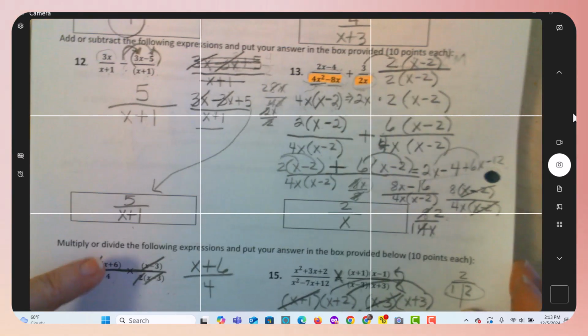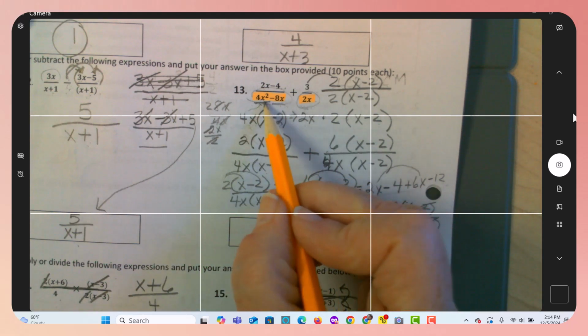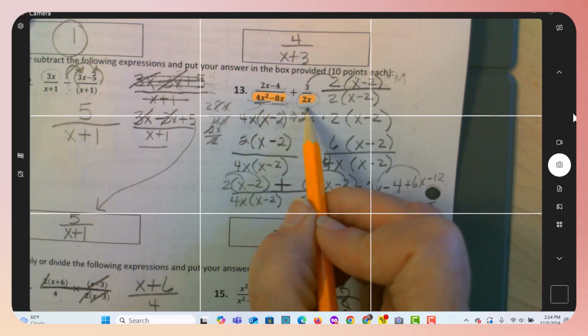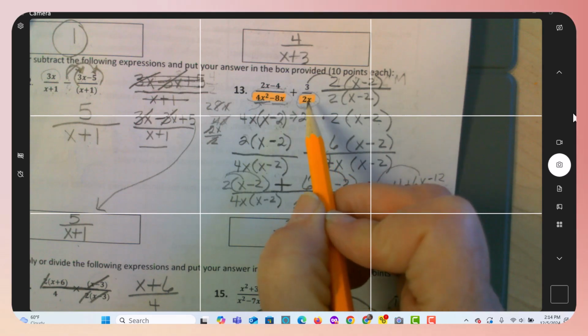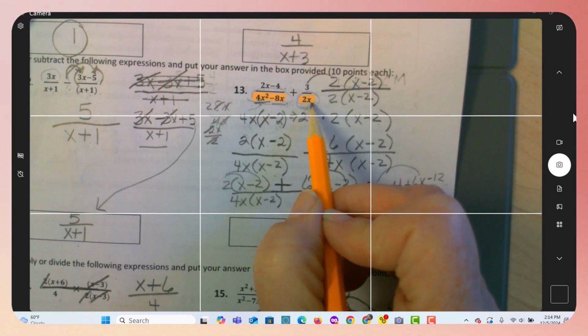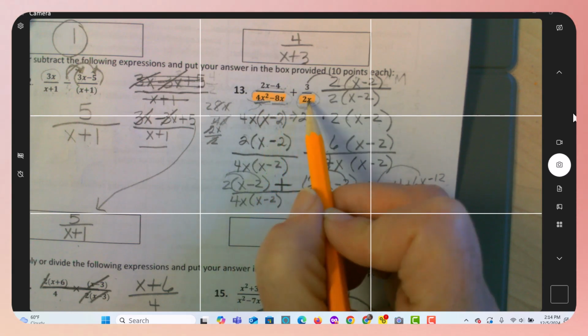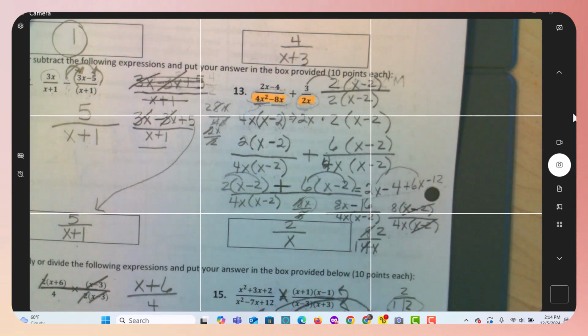All right, now let's look at question number 13. Okay, now I'm looking at the denominators that I've highlighted, and they're different. Okay, let's look at that smaller one, and it's 2 times x. Okay, I need to make 2x and 4x squared minus 8x the same number. Let me start over.